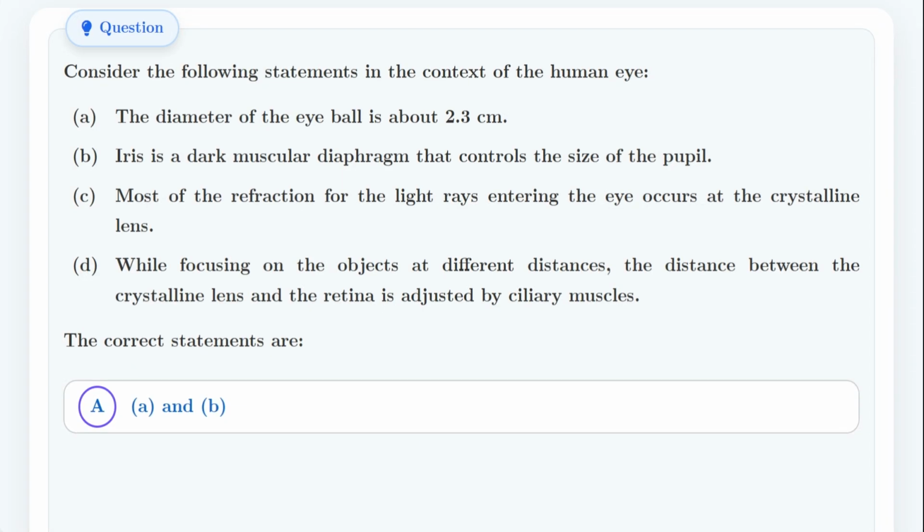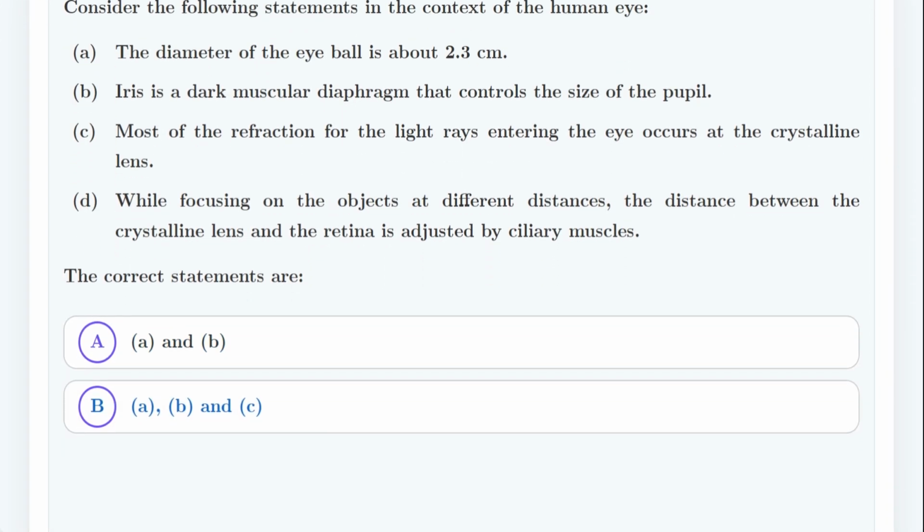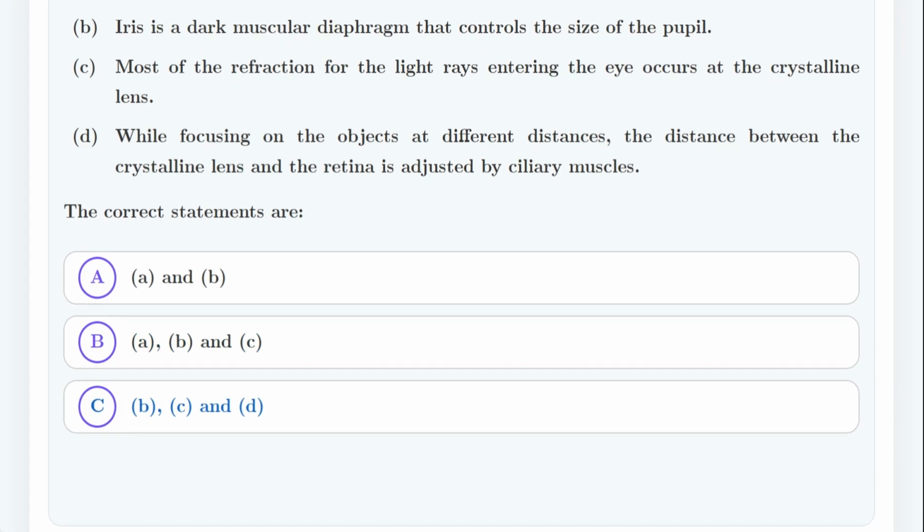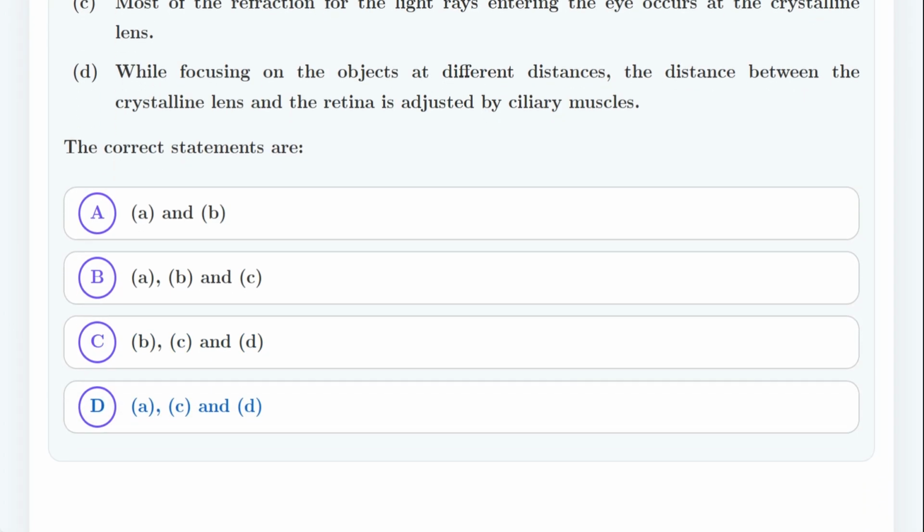Option A: A and B. Option B: A, B, and C. Option C: B, C, and D. Option D: A, C, and D.